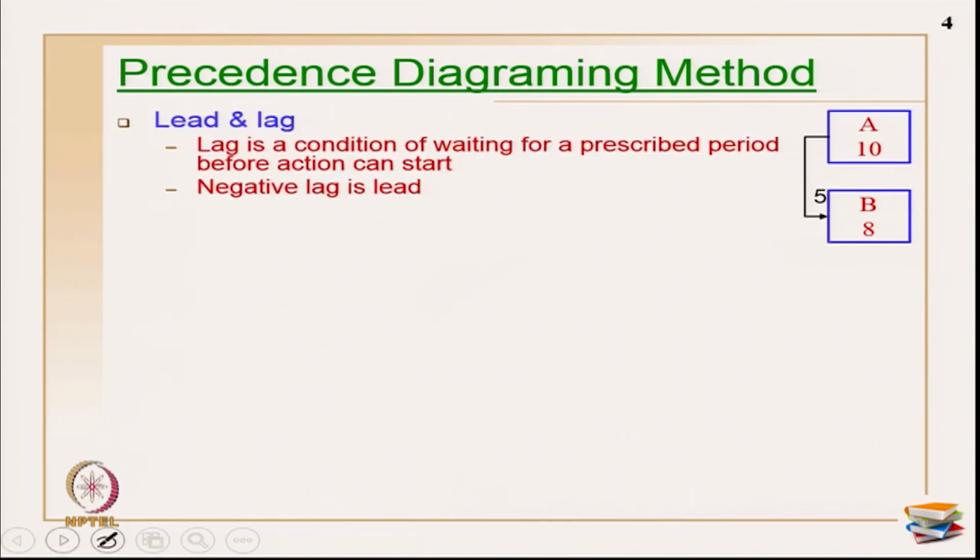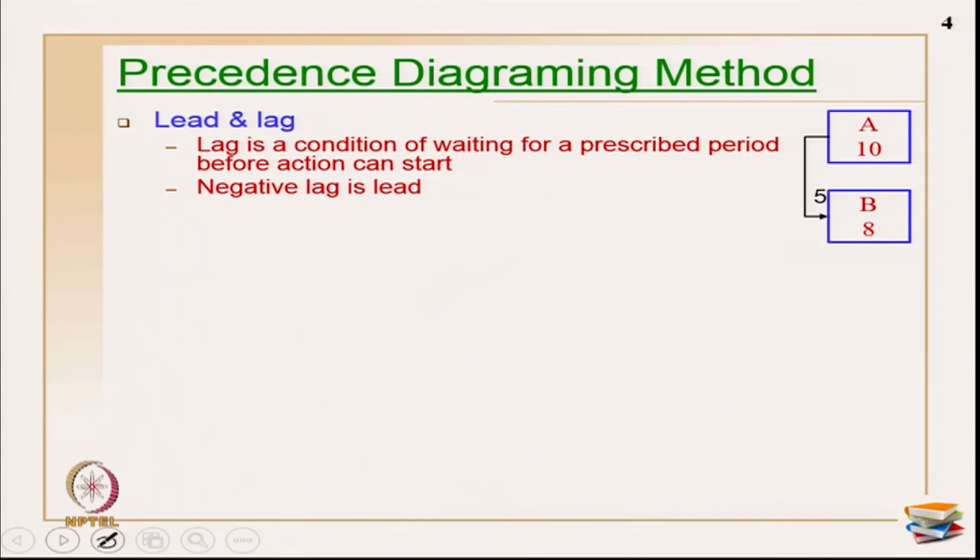So, next is lead and lag. As I told you, the two main functionalities in PDM are the other types of relationships and the lead and lag, which are not available in CPM. So, what is a lag? Lag is a condition of waiting for a prescribed period before action can start. So, I have given an example here.